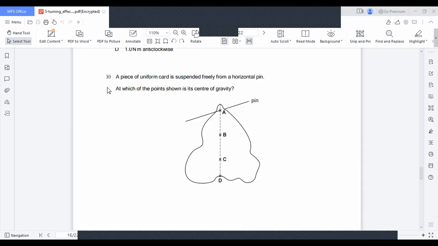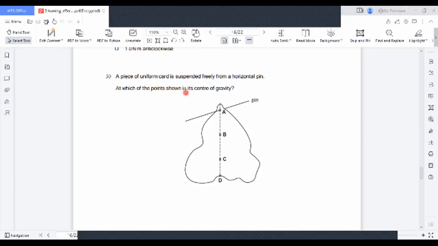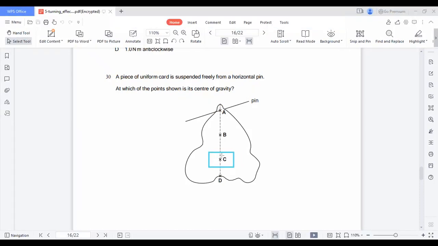So let's move to question number 30. A piece of uniform cord is suspended freely from a horizontal pin. Here is a horizontal pin. At which of the points shown is its center of gravity? It is a kind of repeated question, like number 10 or 11, which we already did, in which we marked C as the center of gravity. Yes. Okay, let's move to the next one.